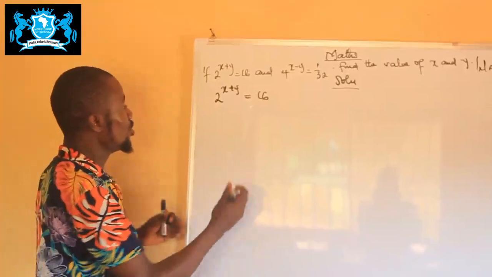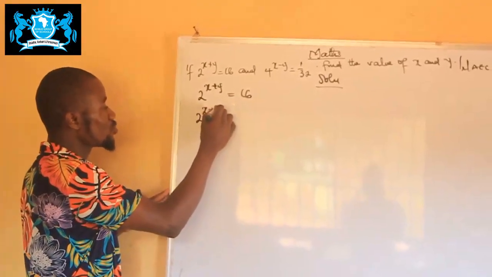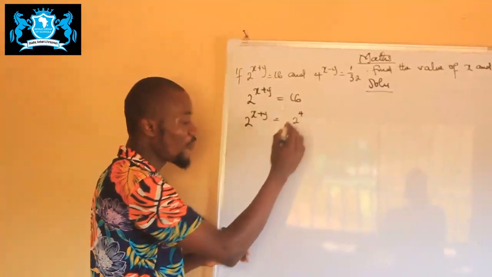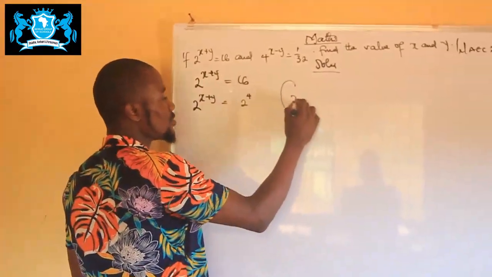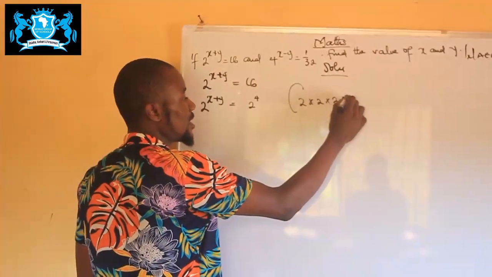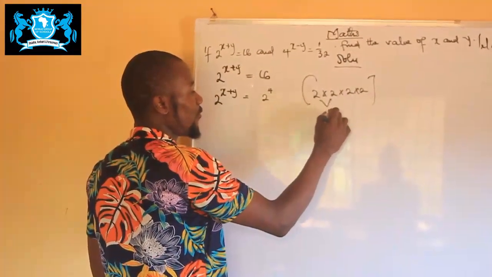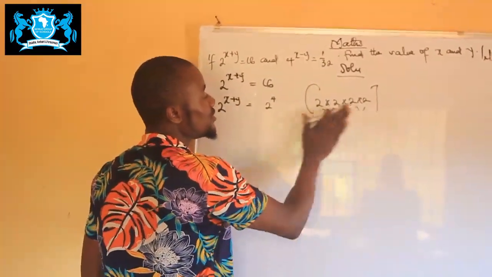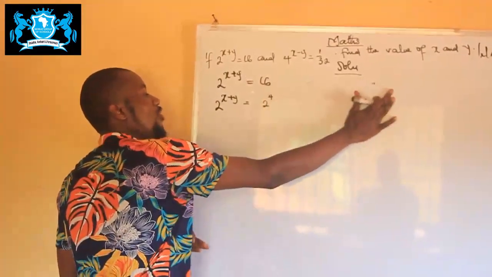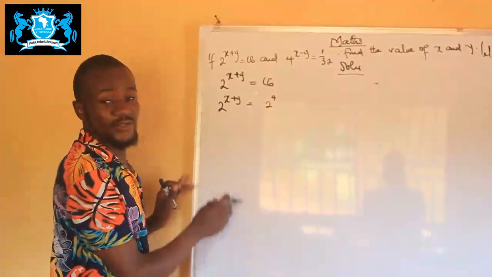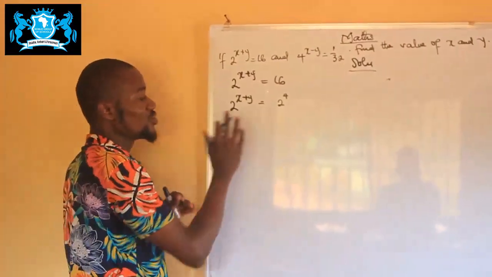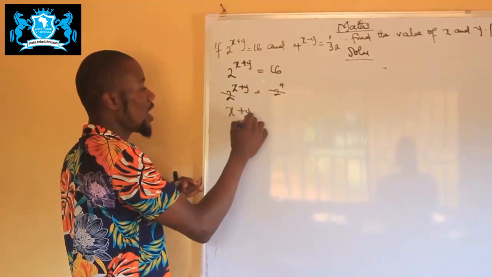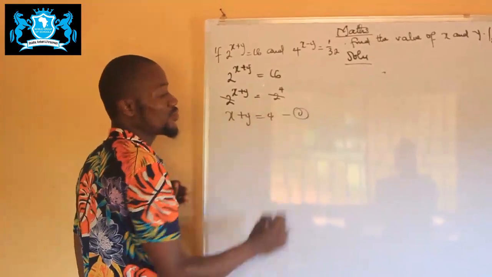The number is 2. So we have 2 raised to the power x plus y is equals to 16, which can be broken down as 2 raised to the power 4. Because 2 raised to the power 4 means 2 times 2 times 2 times 2. 2 times 2 is 4, and 2 times 2 is 4. Times 4 times 4 is now giving you 16. So 2 raised to the power 4 is our 16. Now, since we have 2 on the right hand side and 2 on the left hand side, we can cancel out. Now we have x plus y is equals to 4, and this is our equation 1.